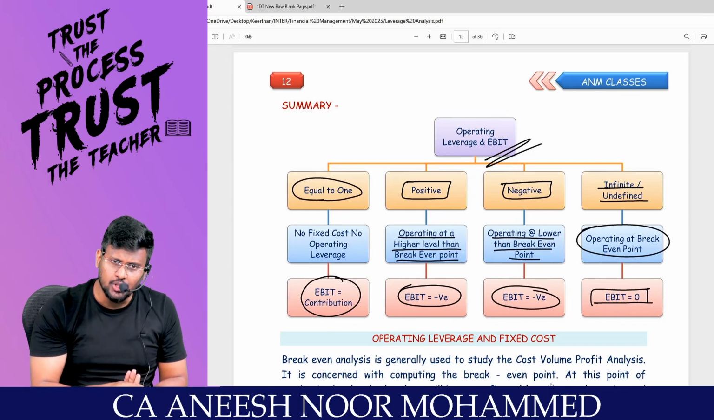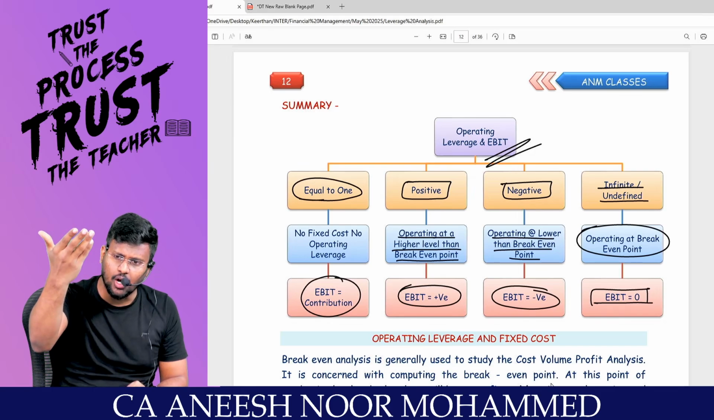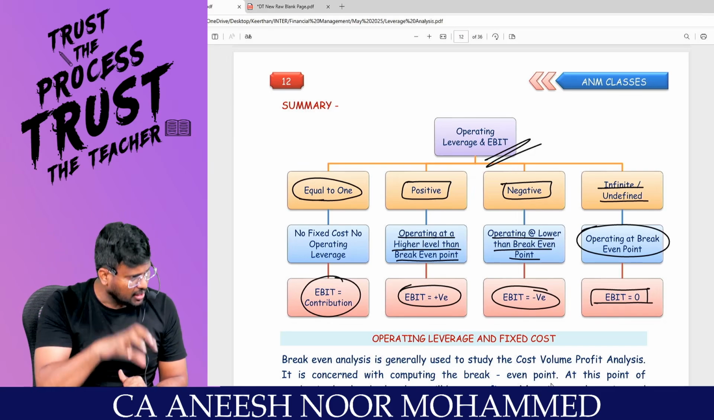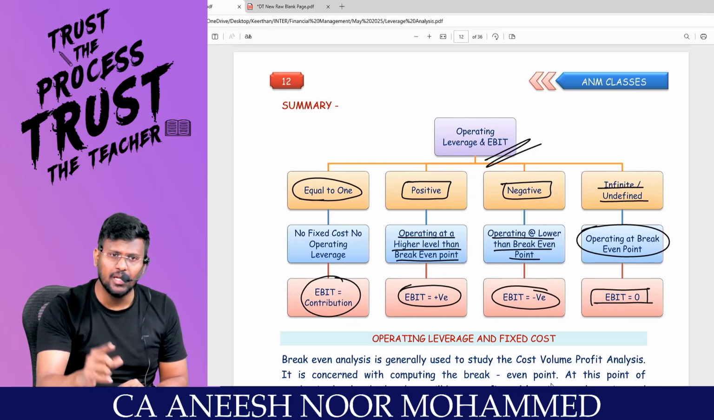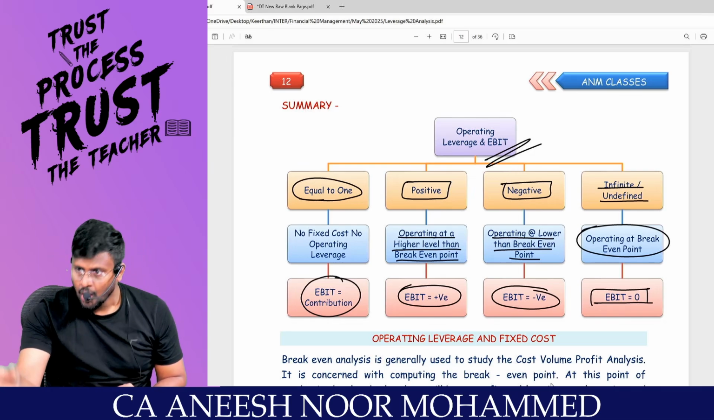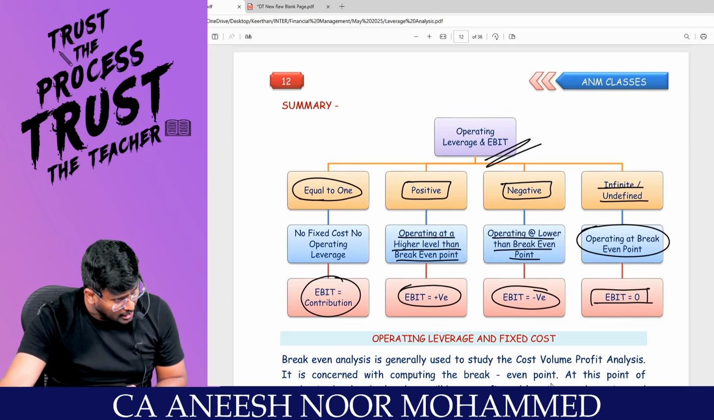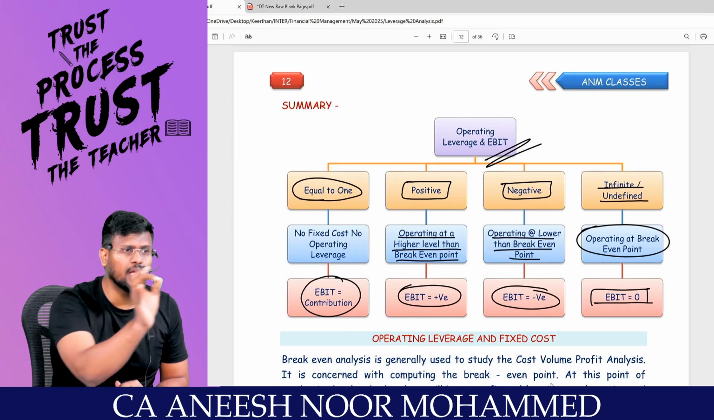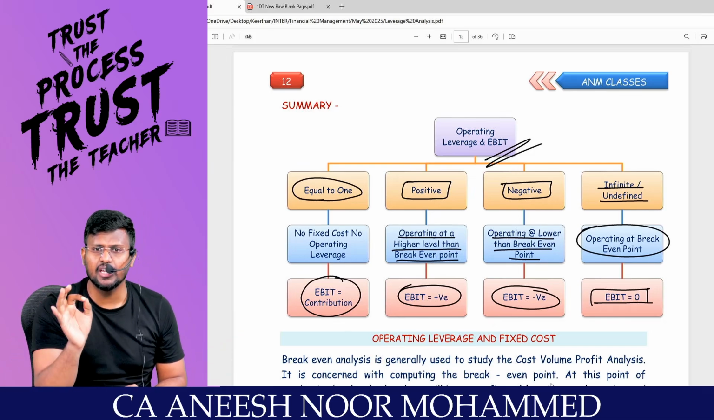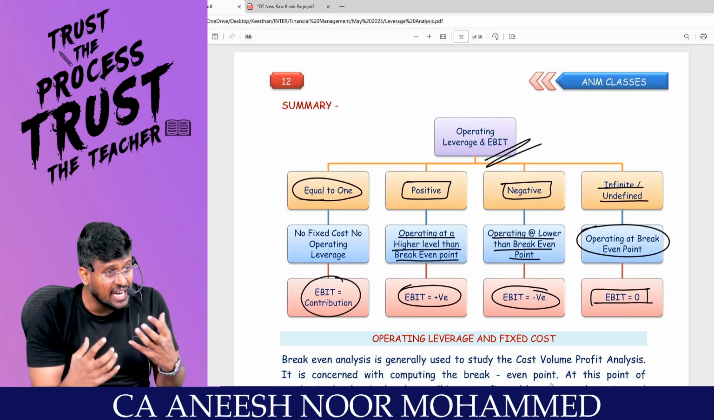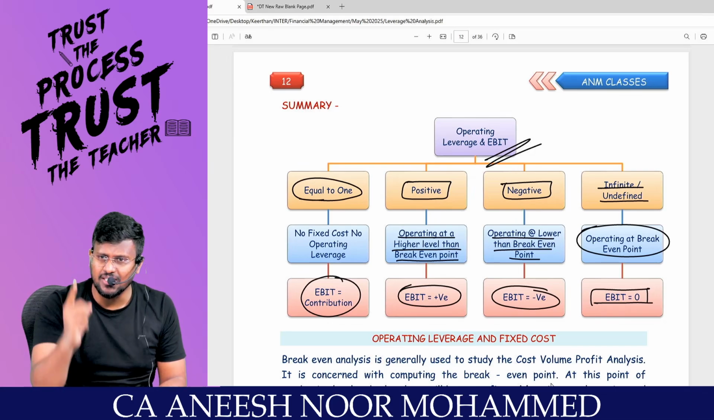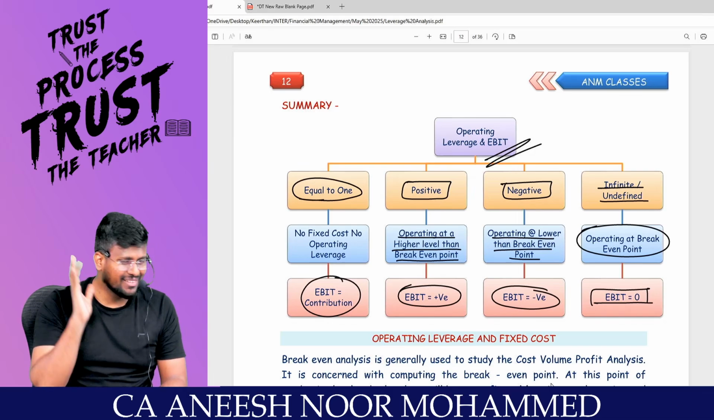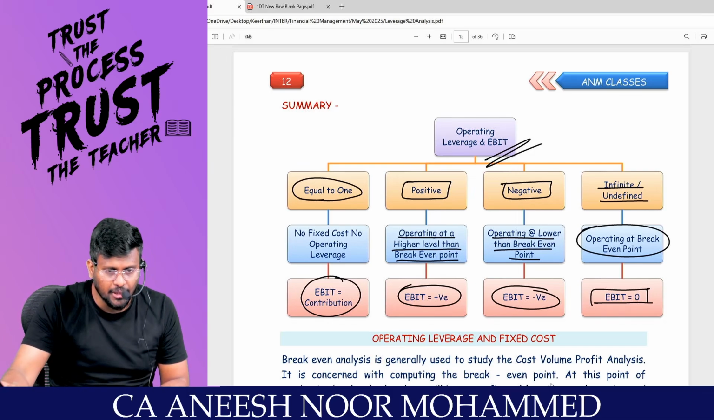My dear lovable students, what is above fixed cost? Contribution. What is below fixed cost? EBIT. So we can find out the operating leverage by contribution divided by EBIT. Getting it? Or we can find out the operating leverage by percentage change in EBIT divided by percentage change in sales, because this is a study of how much percentage change in EBIT a 1% change in sales will lead to. Getting it? Are you all really with me?